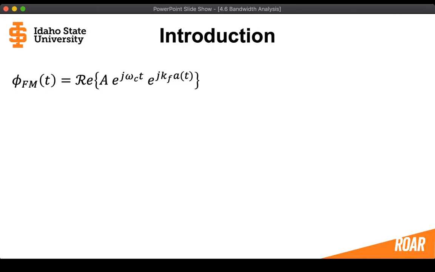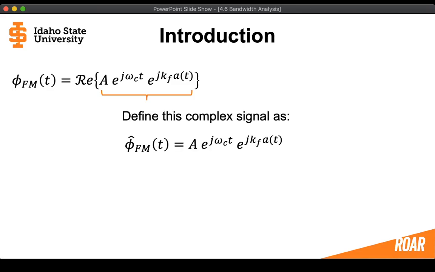Because remember, what we're trying to do is find the bandwidth of this modulated signal FM. So we need to simplify this in a way so that we can find the bandwidth. So let's look at this part. Okay, so this is a complex signal. So let's rewrite this as phi FM hat. Just to remember, this phi FM hat, with the hat saying that this is the complex signal, contains all the complex parts.